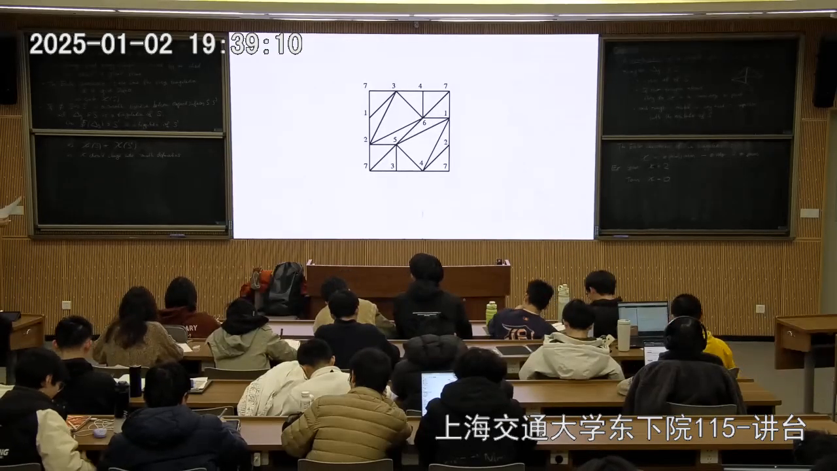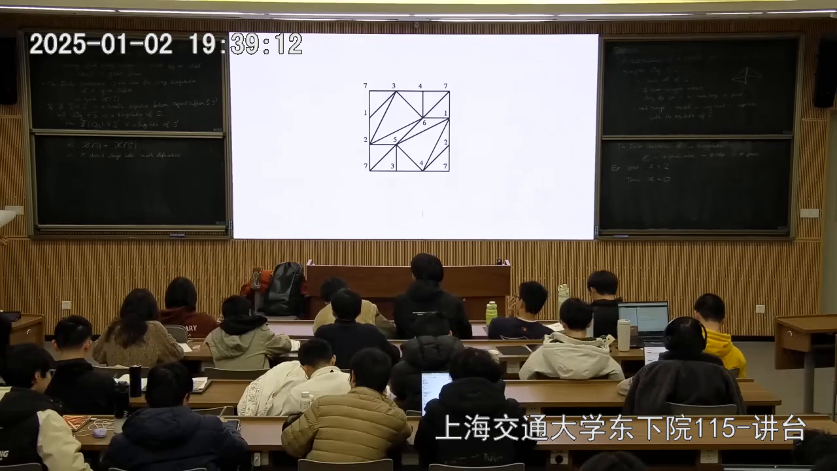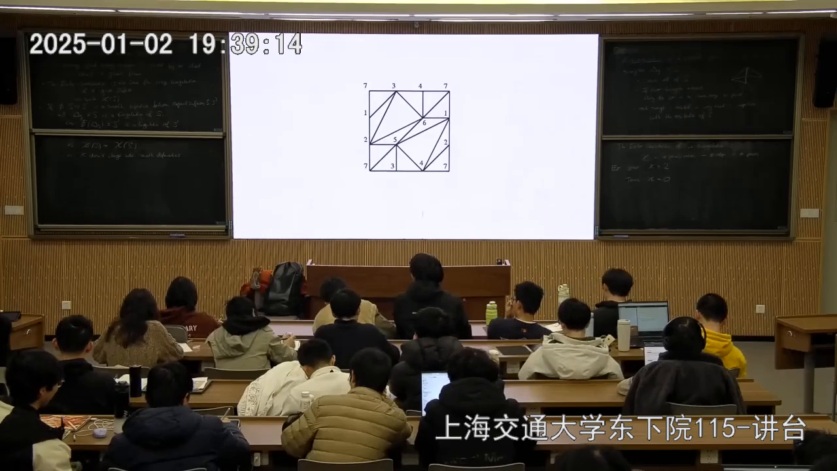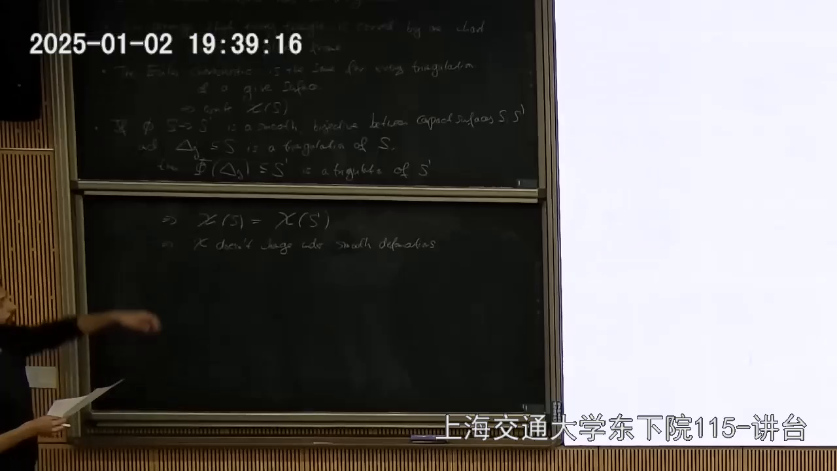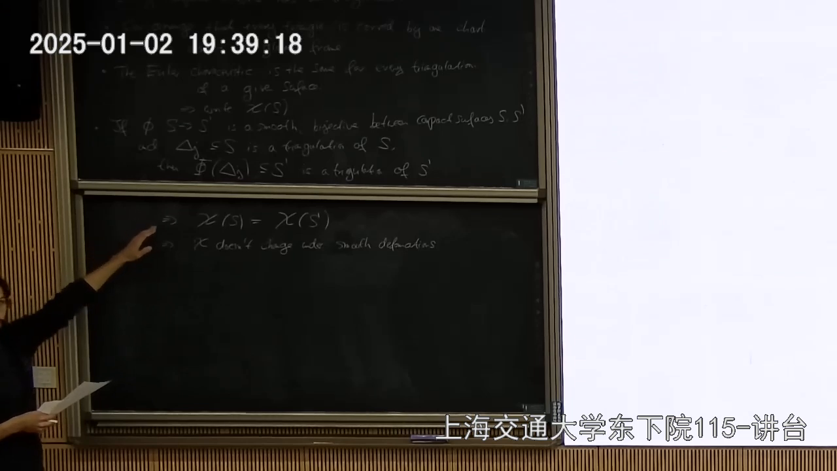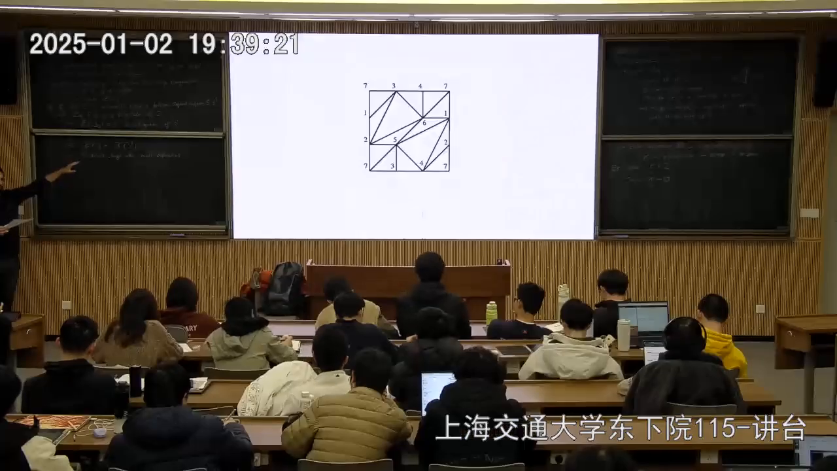And in fact, a bit surprising perhaps, the opposite is also true: if you have two compact surfaces that have the same Euler characteristic, then there exists a bijective map between them.